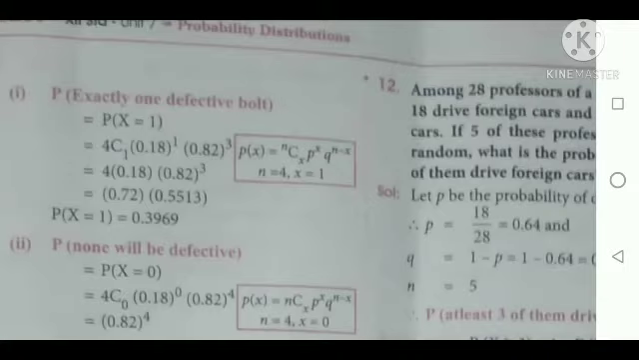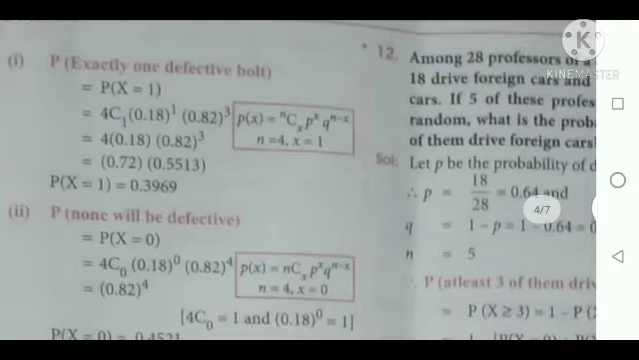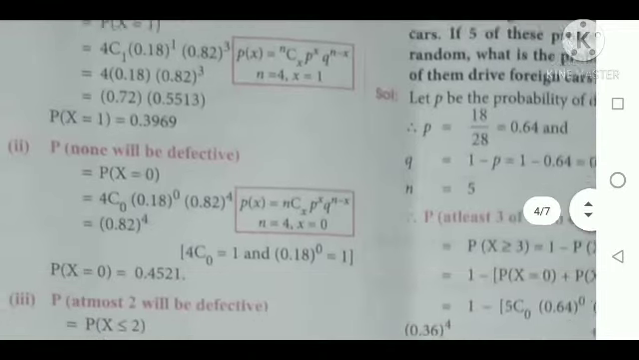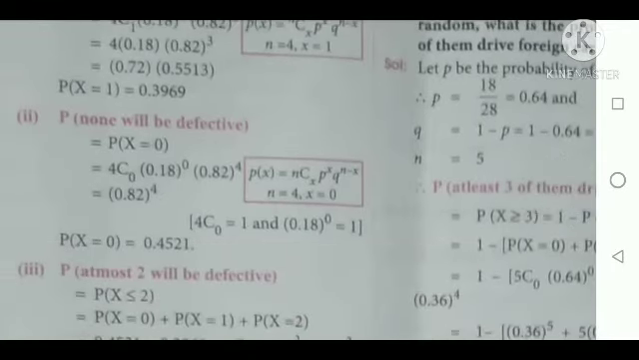After substituting the value of P and Q, we are getting the value P of X equal to 1 equal to 0.3969. Okay. The next one, P none will be defective. None means it is 0. Therefore X equal to 0. Then 4C0, P power 0, Q power 4 minus 0, it becomes 4. So the answer becomes 0.4521. Okay.